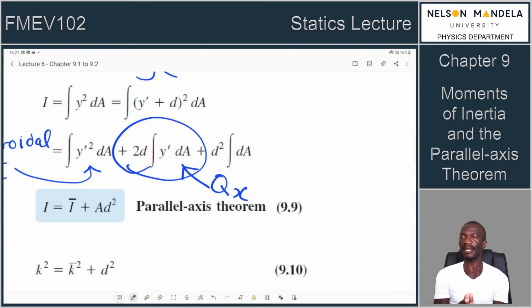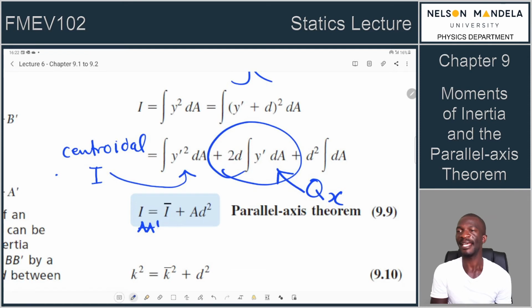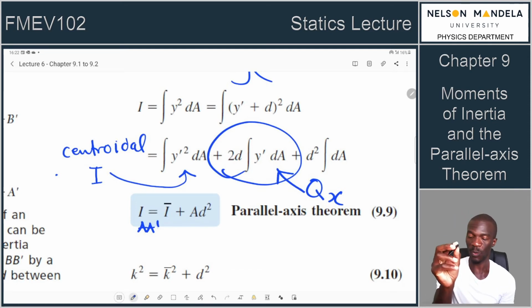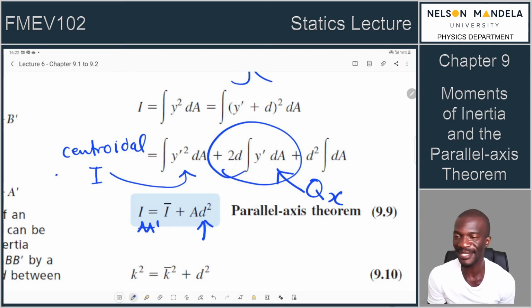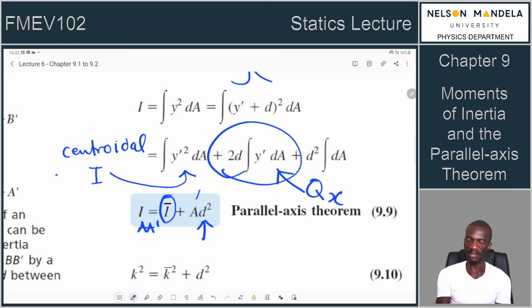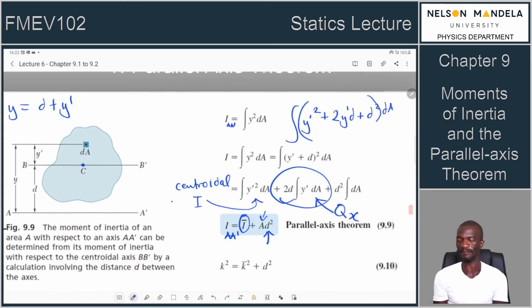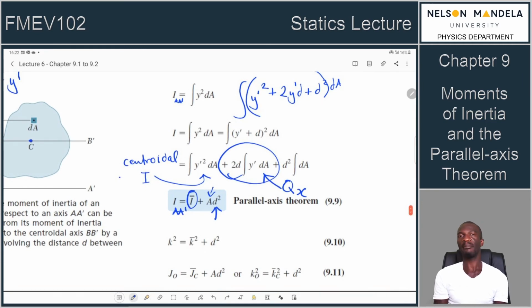So this is the parallel axis theorem. If you want to find the moment of inertia about some axis that you do not know, this axis is maybe written as A prime, and we know that the distance from that axis is d. You can now use equation 9.9, where you first find a centroidal moment of inertia and you simply multiply the area by this distance d of the centroid from the given axis. Therefore, you can find the moment of inertia about A prime, some unknown axis.